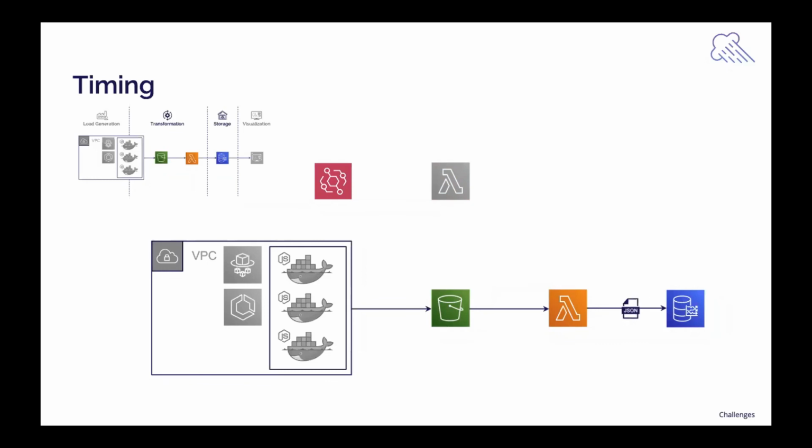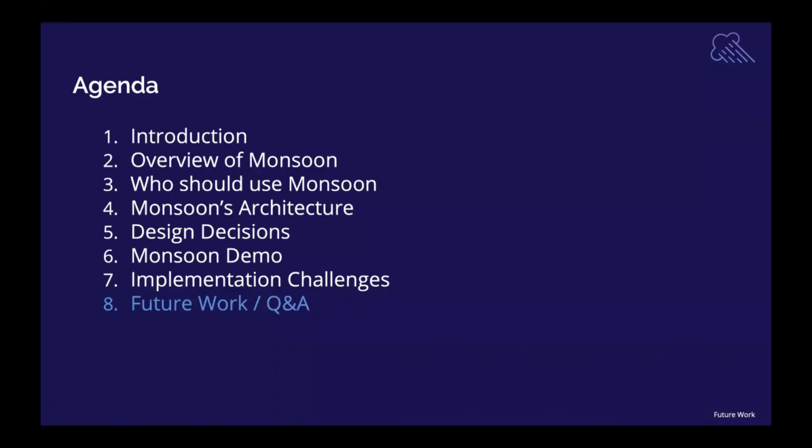After solving this third timing issue, we had a working data pipeline capable of moving raw test result data from containers to an S3 bucket and then to the database, performing transformations along the way. Now, let's turn to some future work we have planned for Monsoon.